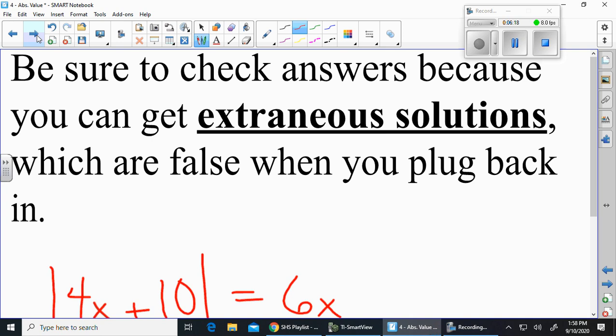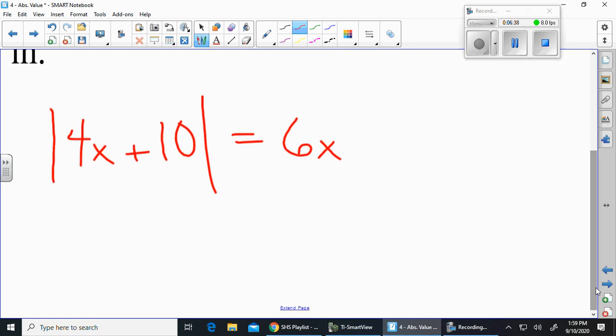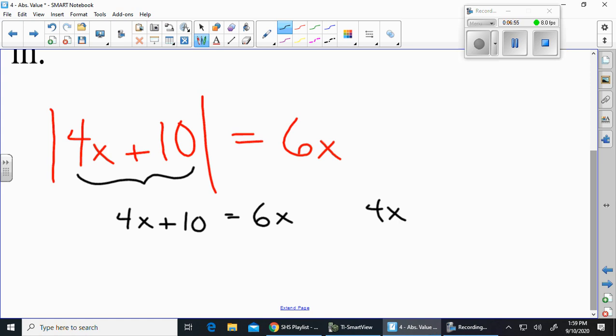This is just sort of to go over this idea of extraneous solutions, which are false solutions. So you can have this happen where you think, oh, it's going to come out true, and it doesn't. So just to show you this, you can have an equation with x's on both sides. Absolute value is on a side by itself. It's ready. Set up two equations. This thing inside could equal 6x, or it could equal negative 6x.